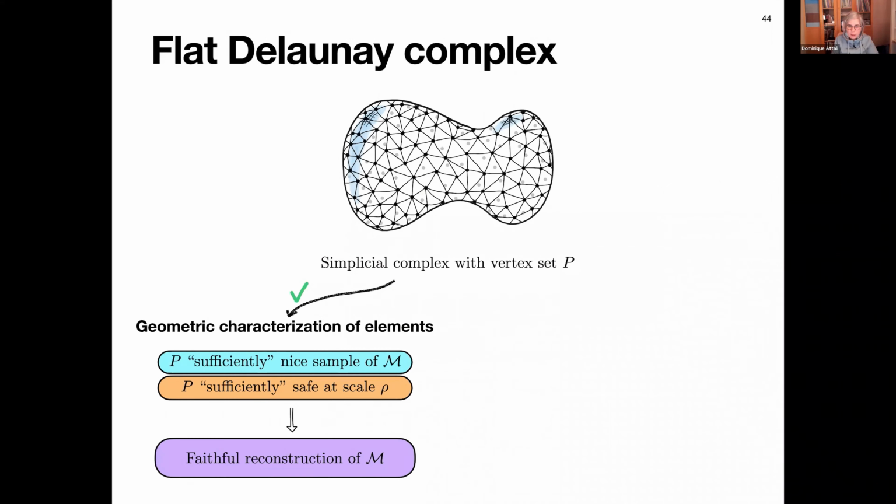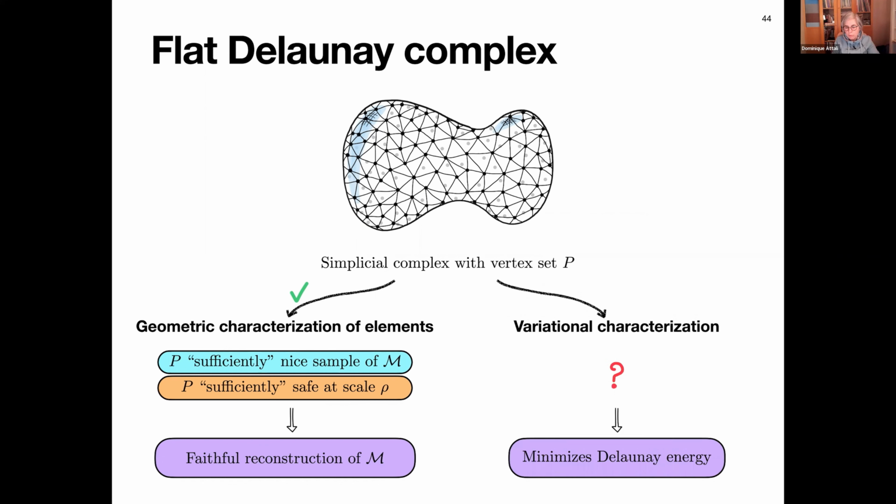And so I would like to talk about the variational approach. So the first step is done. We have defined the flat Delaunay complex, and we have a geometric characterization of its elements. And now we would like to prove that this flat Delaunay complex, in some sense, minimizes the Delaunay energy. So for this, I have to define what is the Delaunay energy.